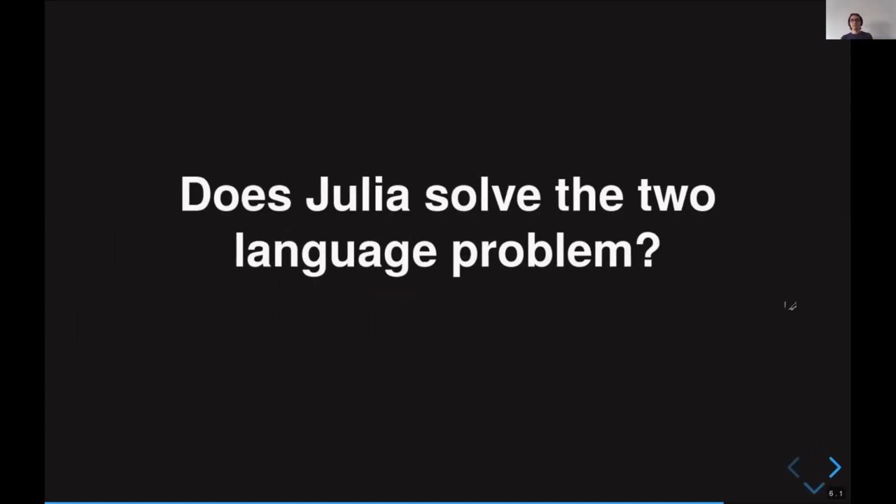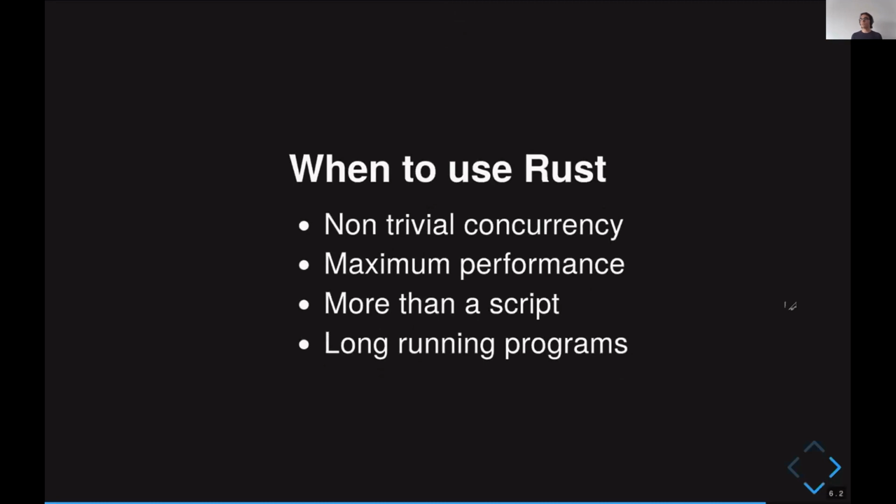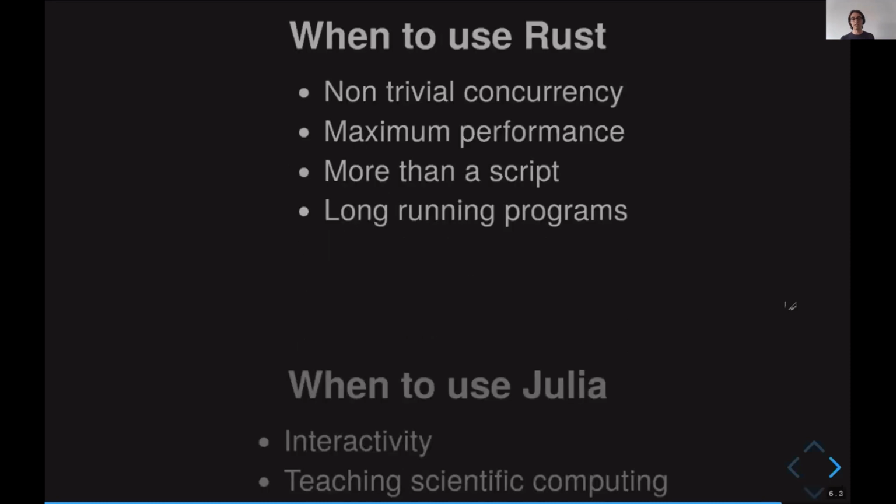So let's get back to the initial question. Does Julia solve the two-language problem? My answer is no. But it's not a war. Both languages should coexist, and the question is then, when do you use Rust? Well, basically when you have non-trivial concurrency, when you require maximum performance, when you have a project with more than one simple script, when you have programs that run for a long time and you need the reliability.